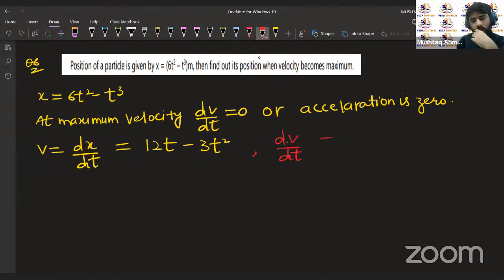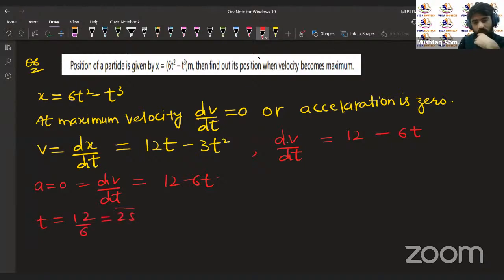So dv/dt will be 12, the differentiation of 12t, minus 6t, the differentiation of 3t². So we have to find the time at which the velocity is maximum. If the velocity is maximum, acceleration will be equal to 0. That's dv/dt equal to 0, so 12 minus 6t equals 0. From here, the value of time comes out to be 12 over 6, that's equal to 2 seconds. So after 2 seconds, the velocity becomes maximum or the acceleration becomes 0.